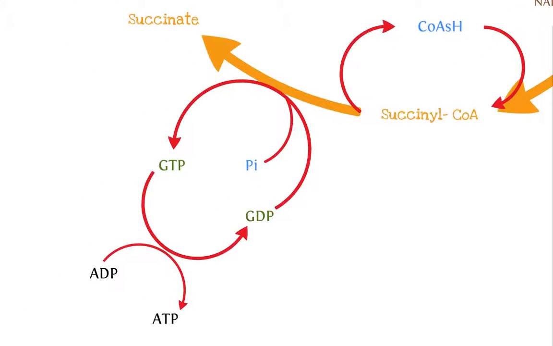The cleavage of succinyl-CoA to succinate is coupled with a substrate-level phosphorylation. In this reaction, GDP is phosphorylated to GTP, which then donates its phosphate group to ADP to create ATP, or what we know as energy.